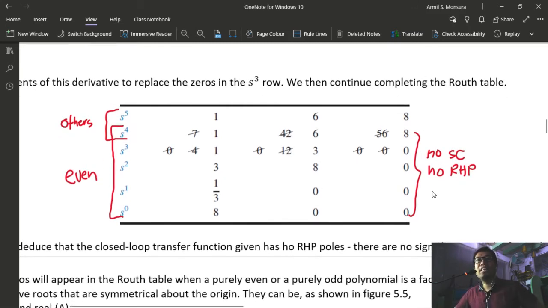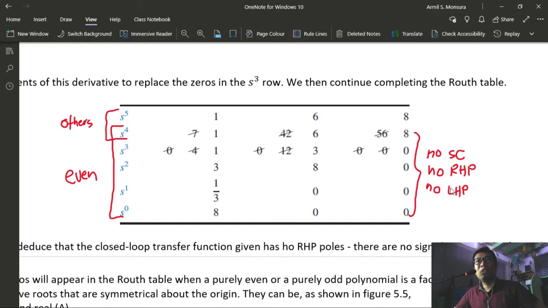Ngayon, dahil sa requirement ng symmetry, kung wala kayong right half plane pole, obviously, wala rin kayong left half plane pole. Kasi nga, pag under ng even polynomial, kailangan symmetrical siya. Okay? So, kung wala kayong right half plane pole, wala rin kayong left half plane pole.